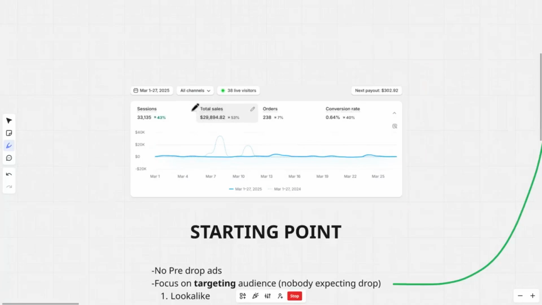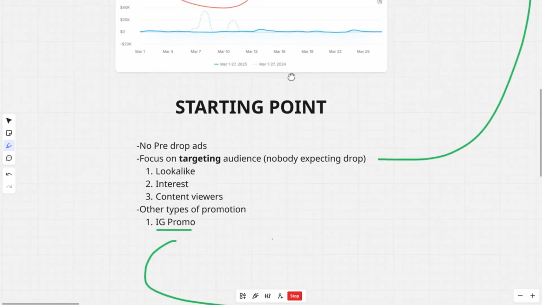Let's get right into this. So this is pre-drop, what their stats were looking like: $29,894 in sales across the month of March. For this drop, we have no pre-drop ads, which if you know me, I say that pre-drop is so important and I'll stand by that. But in this case, it just wasn't what we were doing.